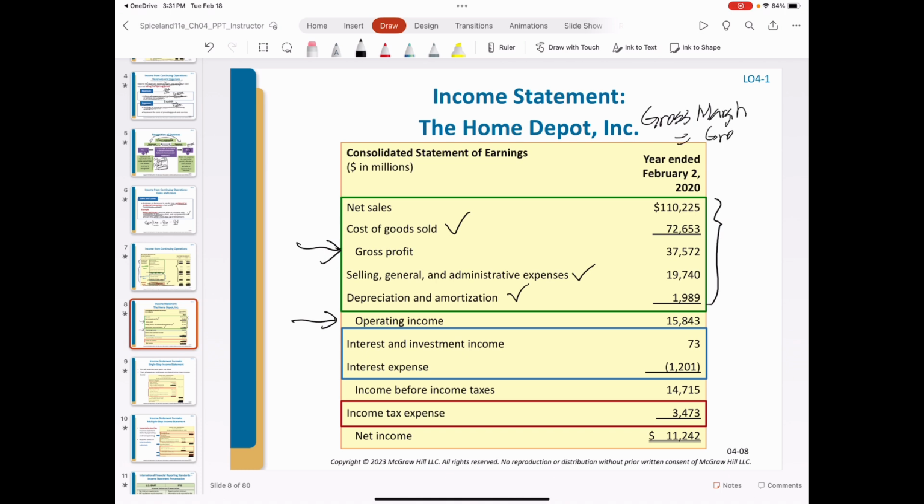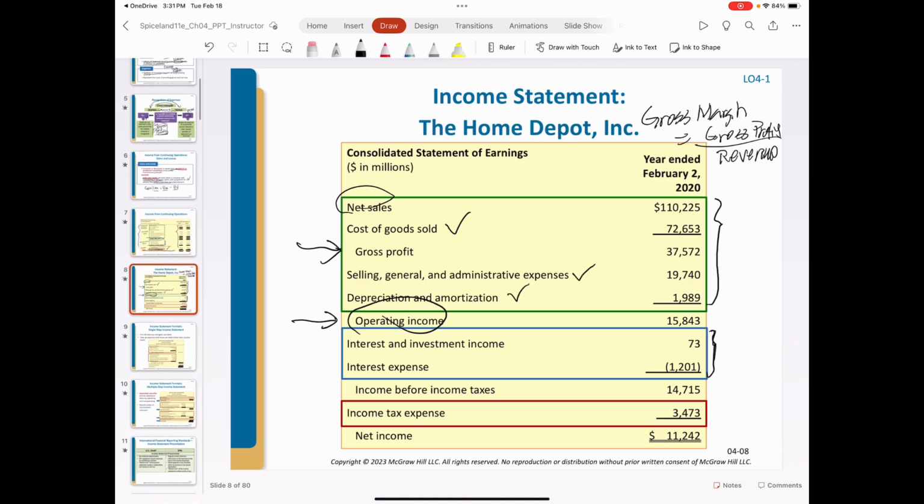using the gross profit scaled by revenue. For operating margin, we can use operating income scaled by the top line net sales to evaluate the company's financial performance. Following the operating section, these are the non-operating section. You can see interest income, investment income, interest expense. So these are all related to the investing and the financing activities.